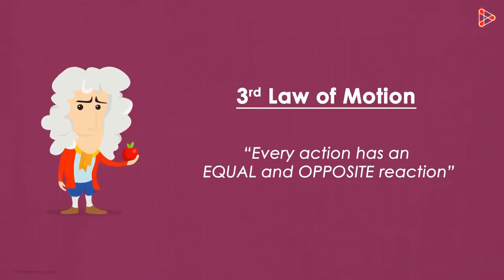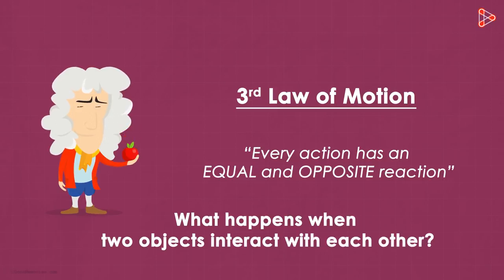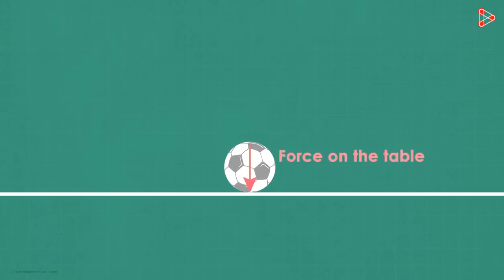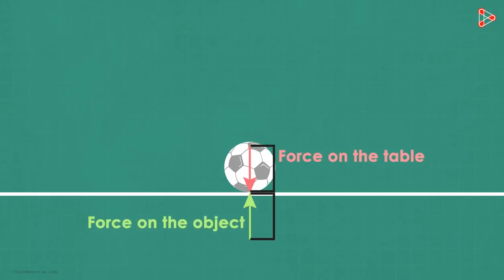The only question you need to ask yourself while studying the third law is, what happens when two objects interact with each other? What happens when you place an object on the table? The object exerts a force on the table and the table exerts an upward force on the object. There are two forces that result from this interaction: a force on the table and a force on the object. The magnitudes of the two forces are the same, but the directions are opposite.